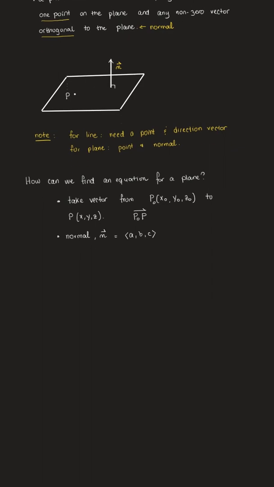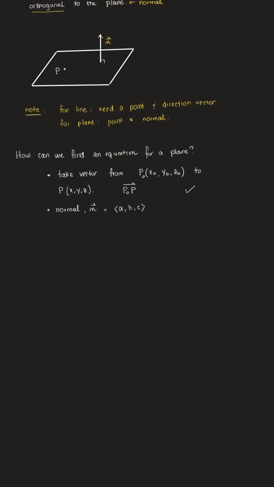Now, the vector that lies on the plane, P0P, and the normal vector must be orthogonal vectors. By definition, right? We're taking a normal to the plane. They are orthogonal, and we know that the dot product between orthogonal vectors is equal to 0. And that's what we're going to use to set up our equation. So our vector equation for the plane is going to be, all right, this vector P0P dotted with n must equal 0.